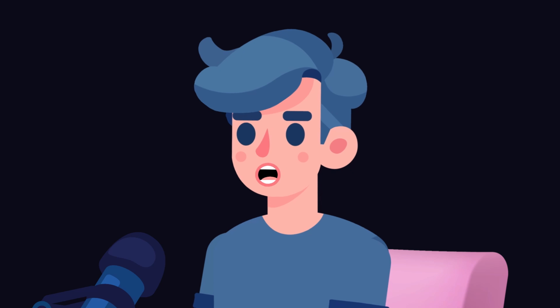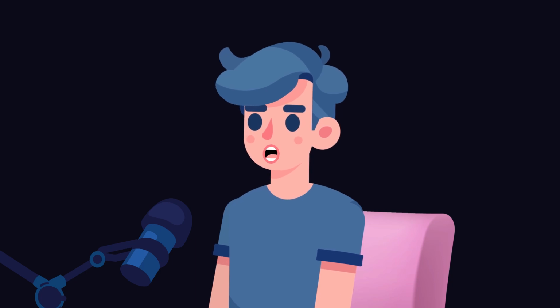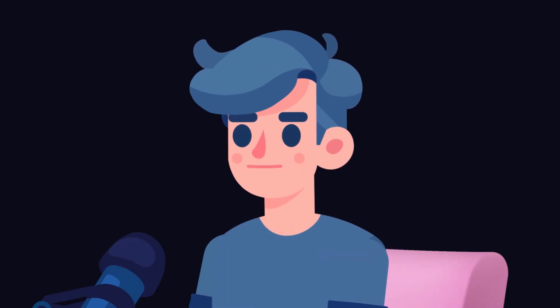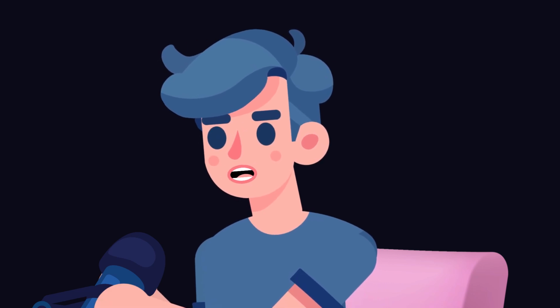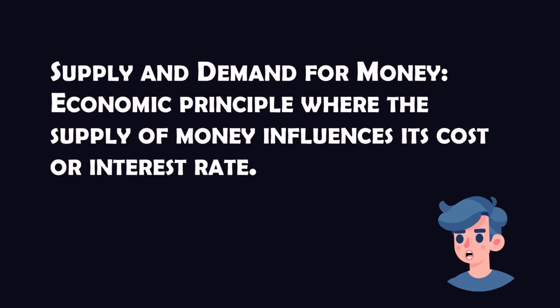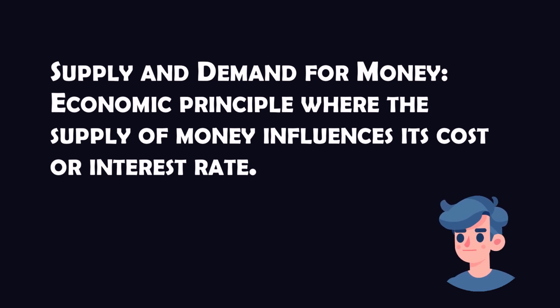Economic conditions also play a significant role. During periods of economic growth, interest rates tend to rise as demand for credit increases. Conversely, during economic downturns, interest rates usually fall to encourage borrowing and investment. To understand market demand, consider this. When people are more inclined to save, the supply of money increases, leading to lower interest rates. On the flip side, when people prefer to borrow, the demand for money rises, pushing interest rates higher.